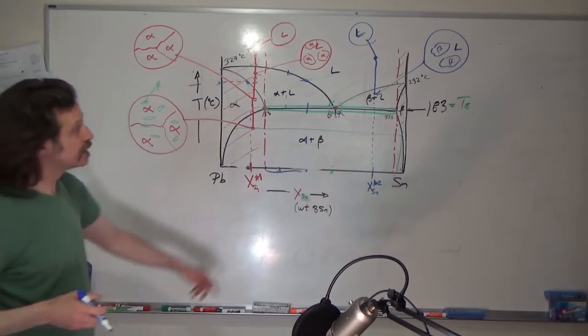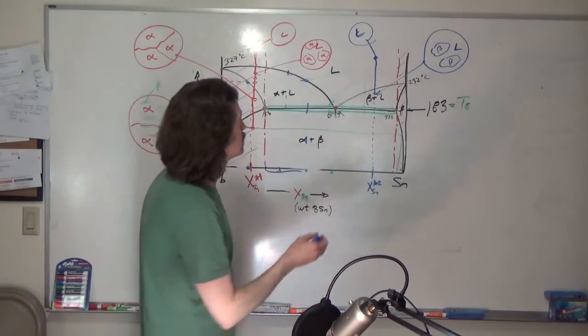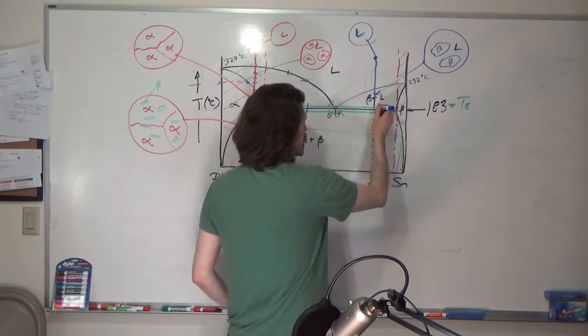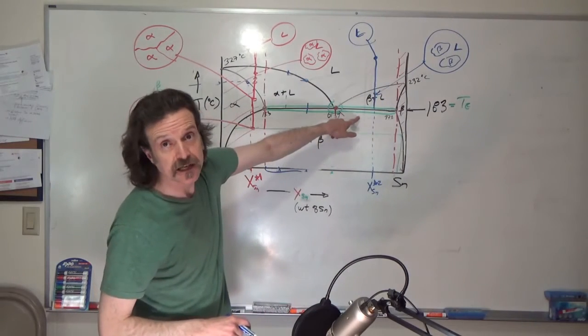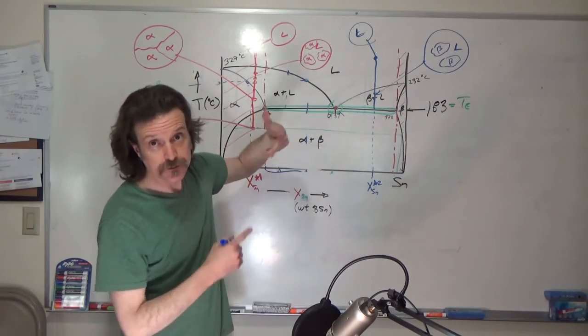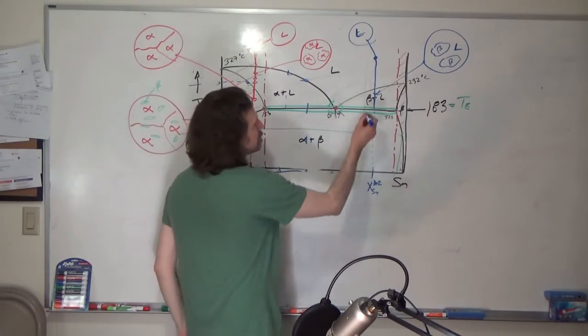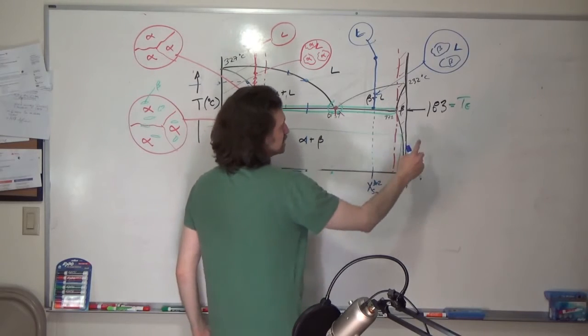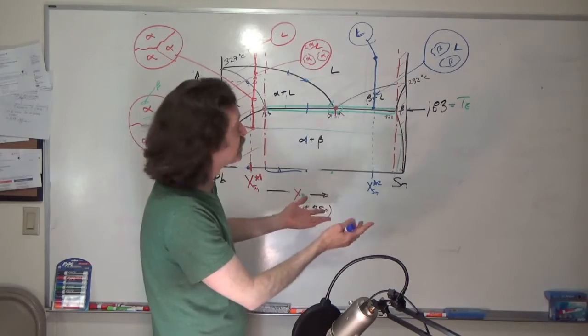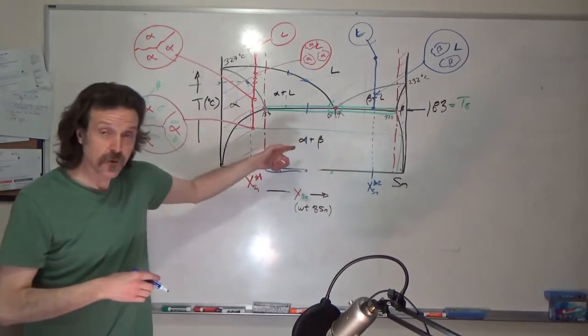Now let's say that we further cool down, and let's say that we stop just above the eutectic temperature. So we're still in the beta plus liquid two-phase region, but we're just 1 degree above it. So the eutectic temperature is 183. Let's say we're at 184.